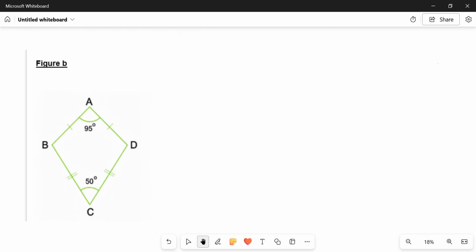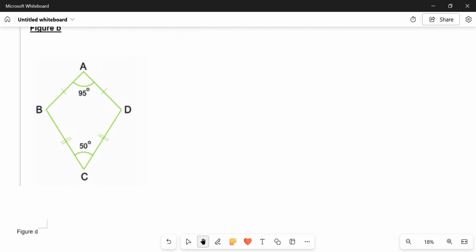Let's go down. Now figure B. Now figure B, I'm explaining to you. Like figure B, what is the name of this shape? The name of this shape is a kite. Can you see this? This is congruent to this one. This is equal to the other. I mean that AB is equal to AD, right? And BC is equal to CD here. So here the question comes, what is the measurement of angle B? Here you need to find out the measurement of angle B.